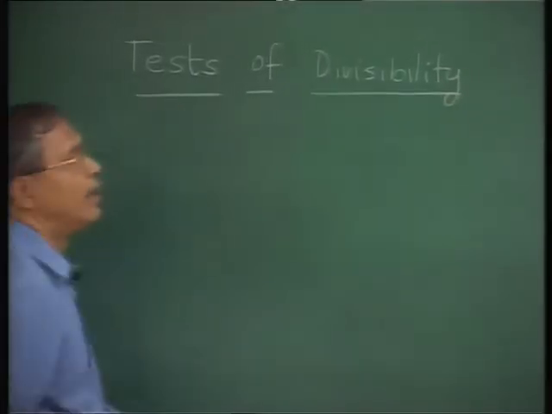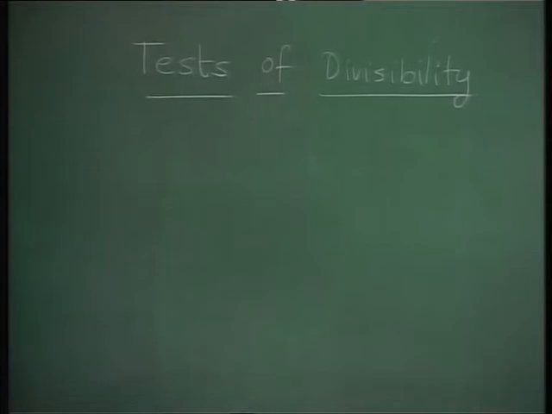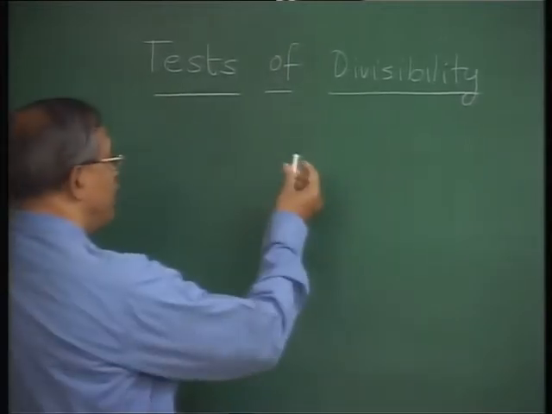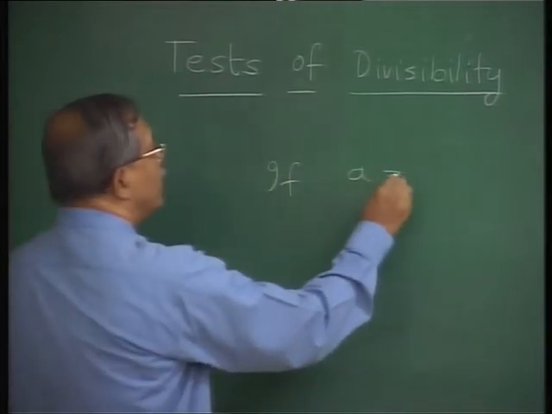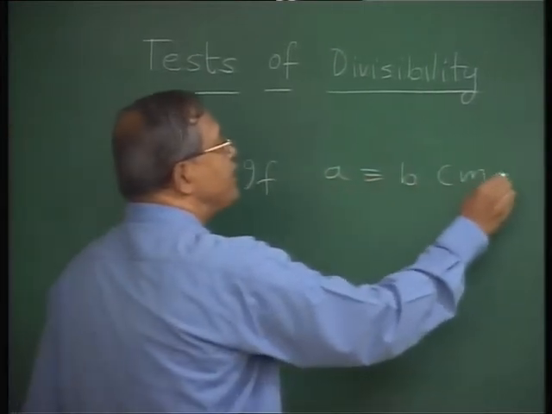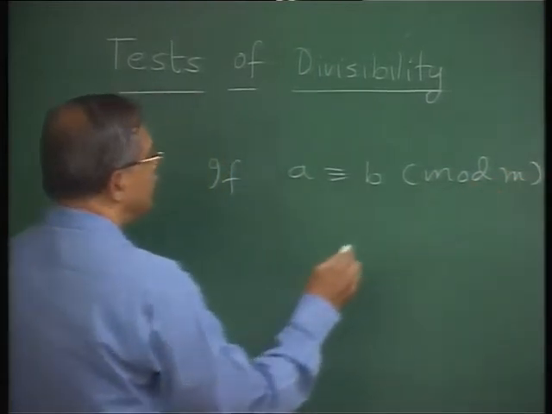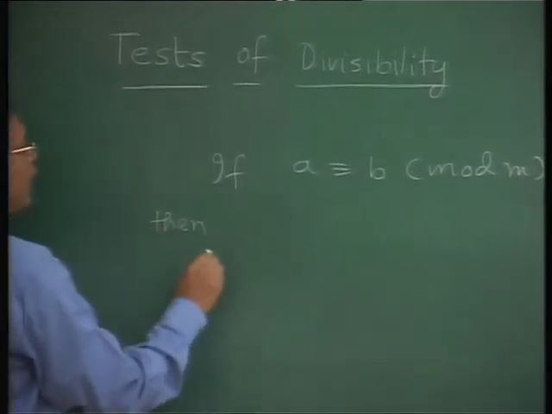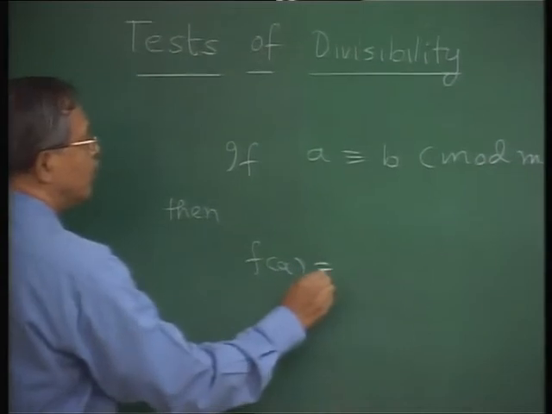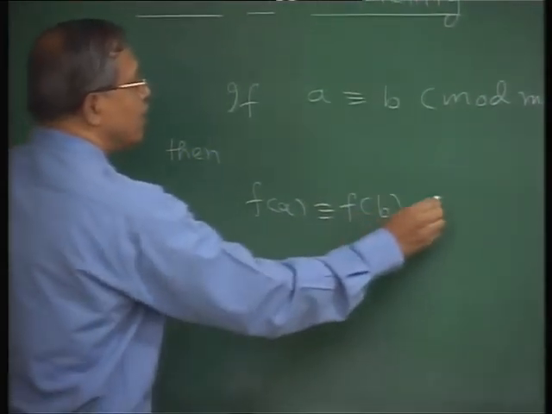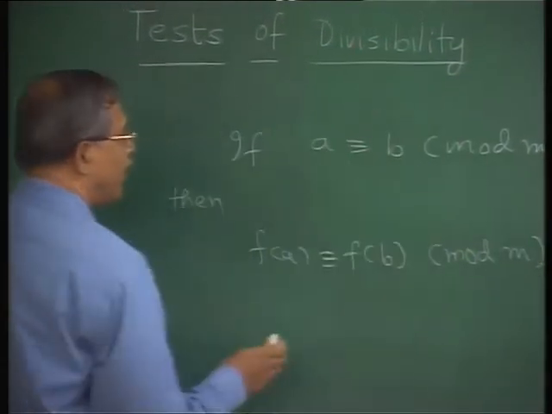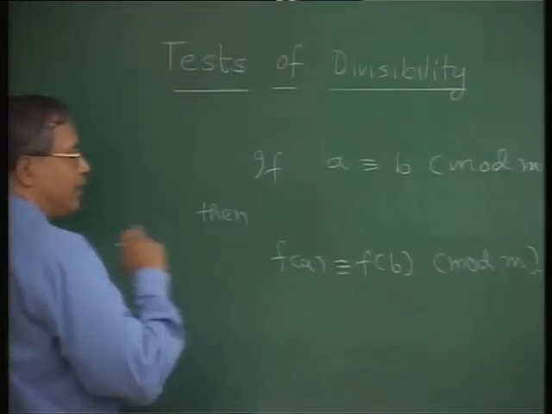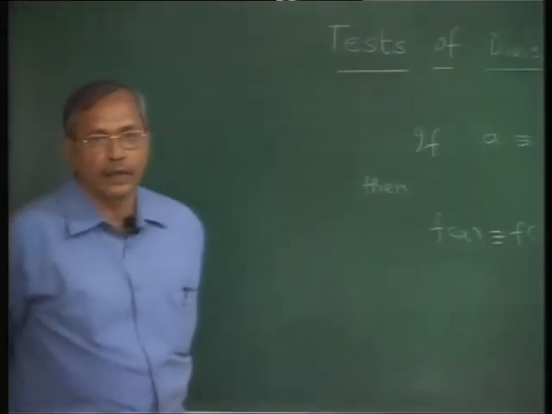Let us see some tests of divisibility which we can deduce immediately from the result that if A is congruent to B mod M, then f of A is congruent to f of B mod M, where f(x) is a polynomial with integer coefficients.